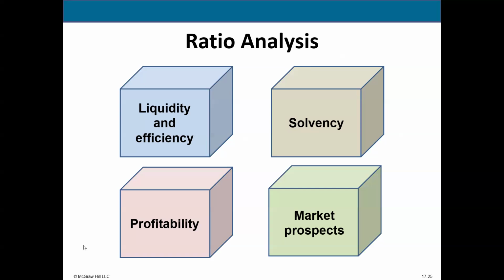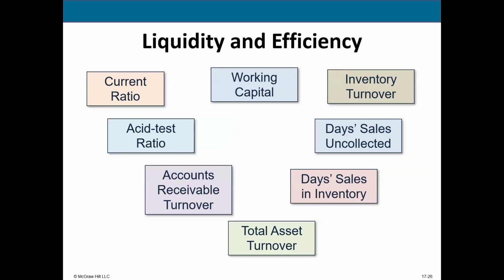So first, let's take a look at those liquidity and efficiency ratios. And here we can see that there's a lot of them. There's working capital, current ratio, acid test ratio, accounts receivable turnover, total asset turnover ratio, number of days in sales and inventory, days sales uncollected, and inventory turnover ratios. Ton of them, right? So you don't need to memorize these. I just want you to understand what they are and how they work.